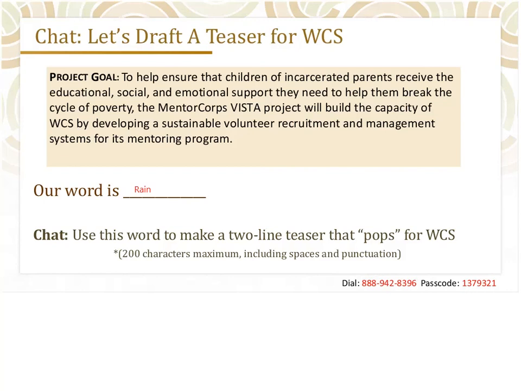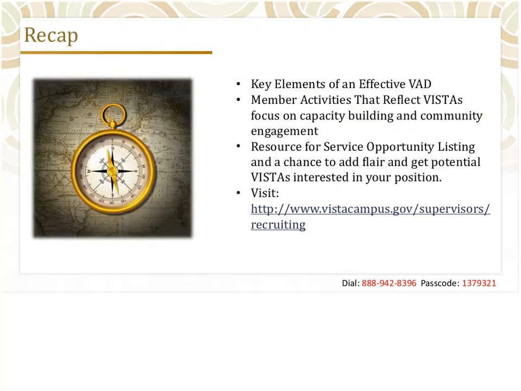We're trying to add some flair so that we can take that VAD that we've created and make it sound exciting, telling them the details so they actually make that click and we can move forward on this particular piece. I'm going to move forward, Andy. We've talked about the key elements of the VAD. We've tried to help you start to list out some member activities that reflect capacity building and engagement. And we've tried to help you think about that teaser so we can spice that up and get them to the project description with our service opportunity listing.